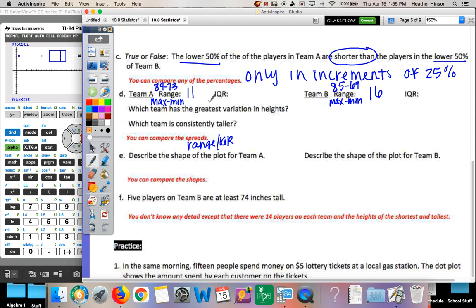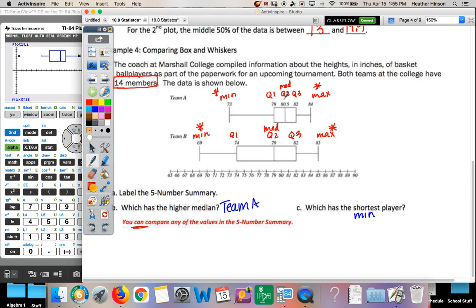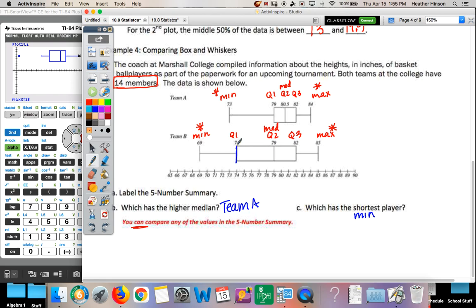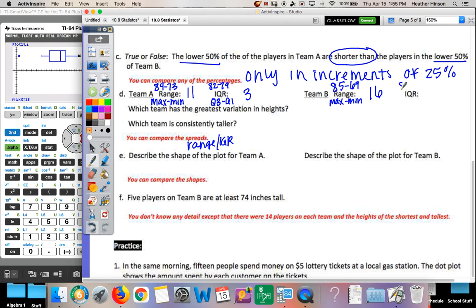And then the interquartile range, that is the box. That's Q3 minus Q1. That's your max and min of the box. So 82 minus 79 for Team A, which is 3. And for Team B, the box is 82 minus 74, which is 8.